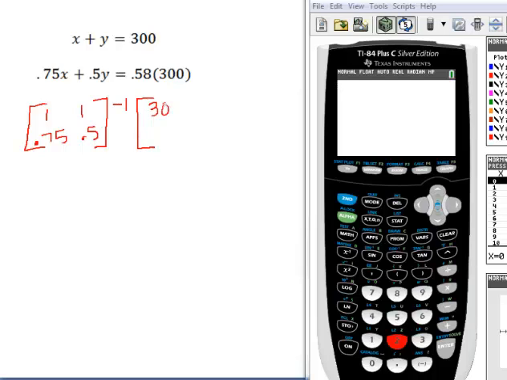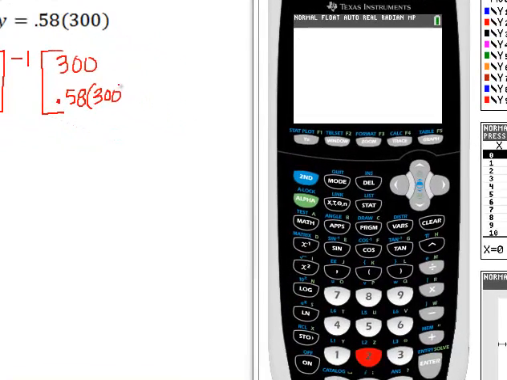So 300. Now down here I can choose to go ahead and multiply 0.58 times 300 on my calculator, see what that answer is and put it here. Or the great thing is on your calculator you can type in the 0.58 times 300 in this matrix and it'll do it for you, so you don't have to do multiple steps.